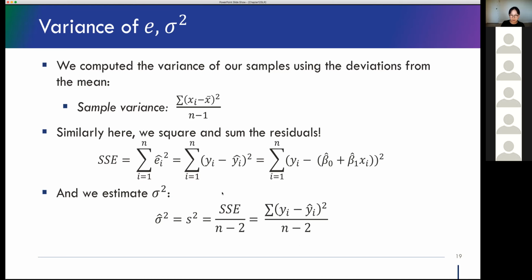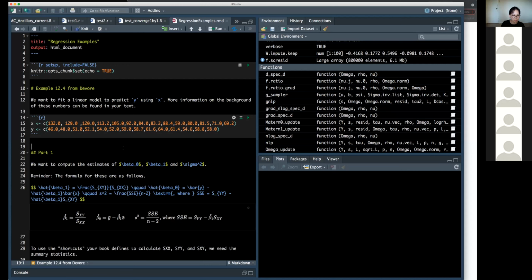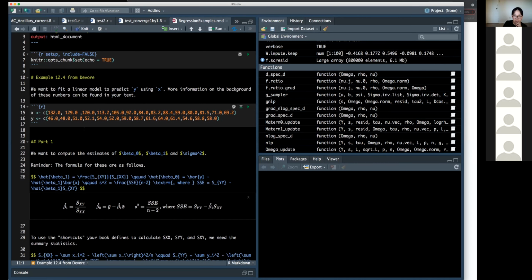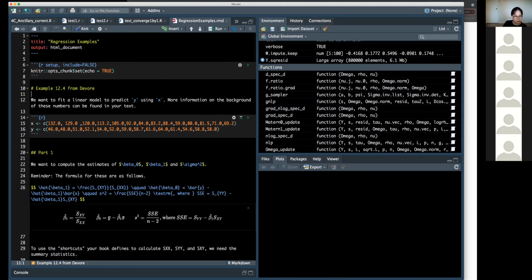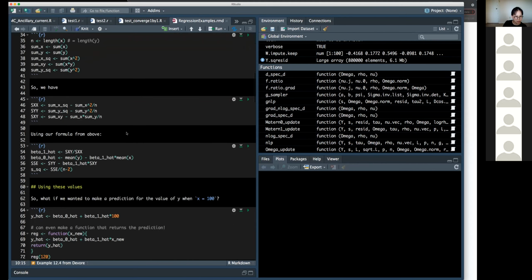Let's go to our example. Maybe it's better, because it's an example from your book. See, this is example 12.4. Let's maybe, what do we need?